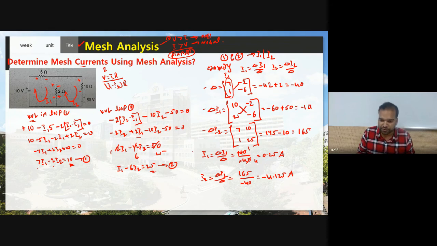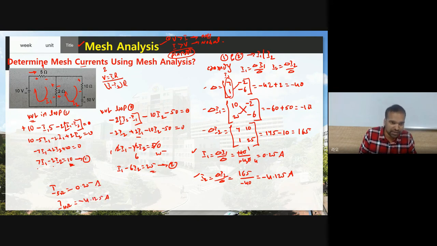Now see, once you find the I1 mesh current and I2 mesh current, you can find any parameter in the circuit. For example, suppose I want to find the current at the 5 ohm resistor. As per our assumption, I1 current is flowing, so the current at the 5 ohm resistor is I1, which is 0.25. Now what current is flowing at the 10 ohm resistor? As per our assumption, I2 current is flowing, which is minus 4.125 ampere.